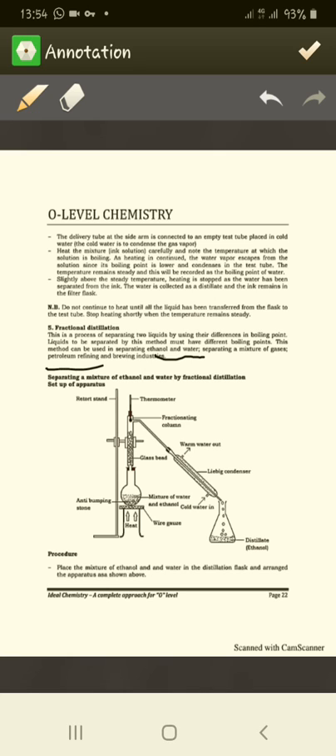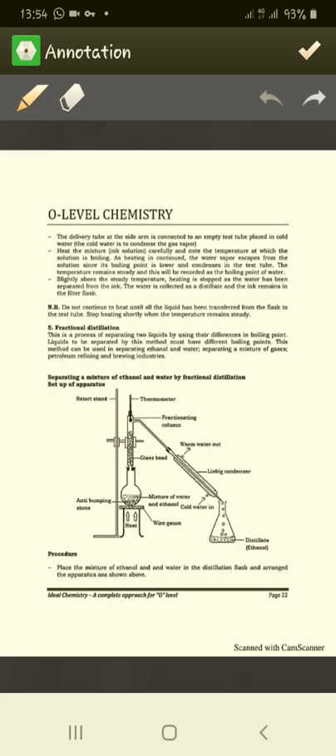It is used in petroleum refineries to separate crude oil. That's where they form petrol and diesel. So a mixture of petrol and diesel is separated by fractional distillation. Petrol, diesel, kerosene, they are all separated by fractional distillation.